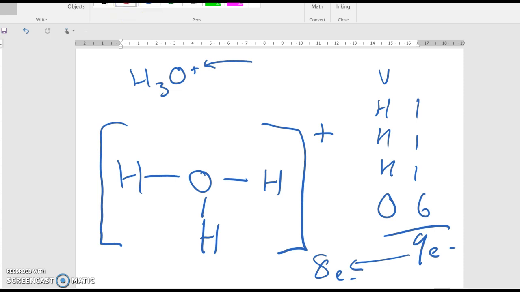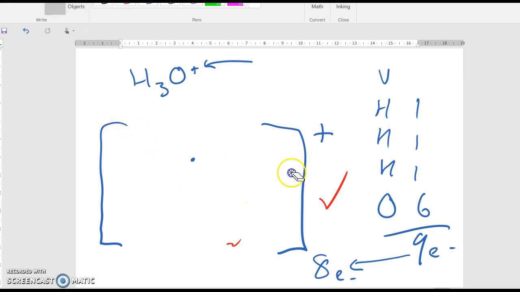I'm going to check those outside atoms. Well, they're all hydrogen and they all have 2 electrons, so it's happy. I'm going to put the remaining electrons around the central atom. And that's now the Lewis diagram for the hydronium ion. So ions are pretty simple. Just the main thing is that you make sure that you put them in those square brackets with the charge on the outside.